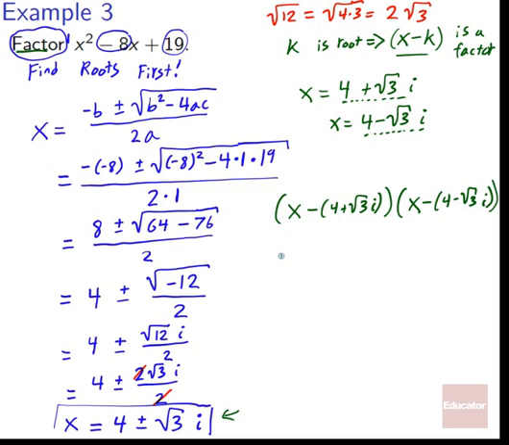So now let's simplify it so we can get the factors in a nice, slightly simpler form to look at. x minus 4 minus root 3i, and x minus 4 plus root 3i. Great. We factored it by being able to do that. And if we wanted to, we could also expand this and check this, and we'd be able to show that that is indeed exactly what it is.